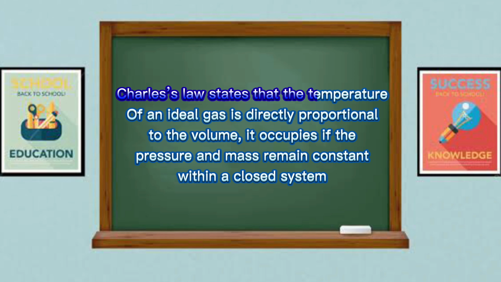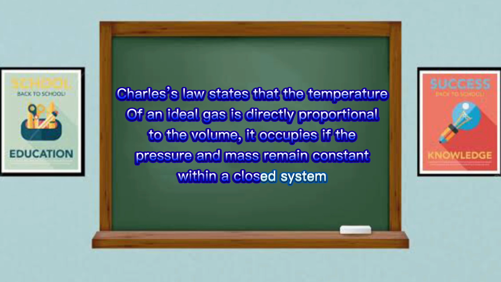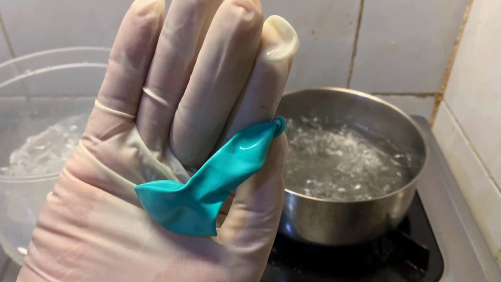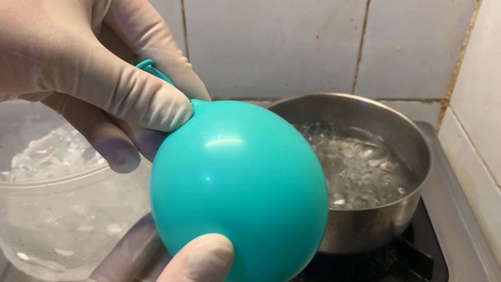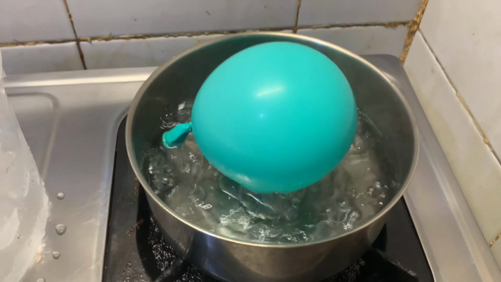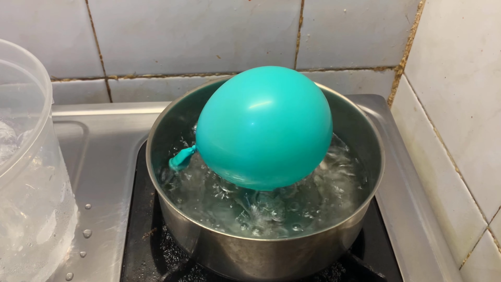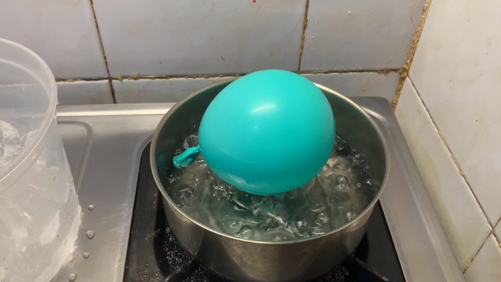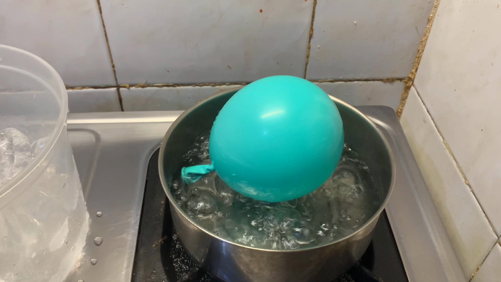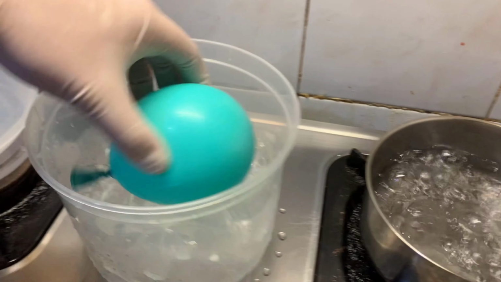Charles's law states that the temperature of an ideal gas is directly proportional to the volume it occupies if the pressure and mass remain constant within a closed system. In the experiment conducted, the balloon is filled with gaseous air. When the balloon is placed in the container with boiling water, the energy from the higher temperature water and steam molecules transfer to the lower temperature air molecules inside the balloon, exciting them. When the air molecules were excited due to the increase of temperature, they spread further apart, which increases the volume of space they take up.